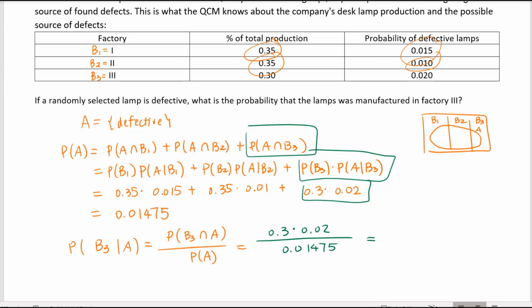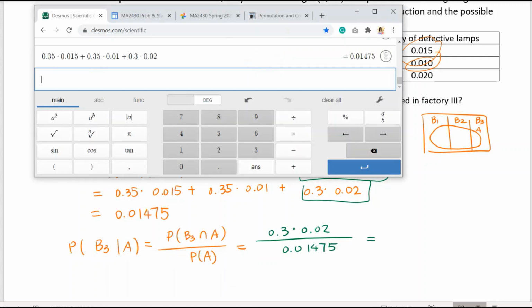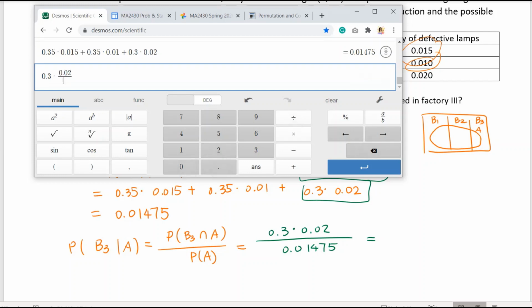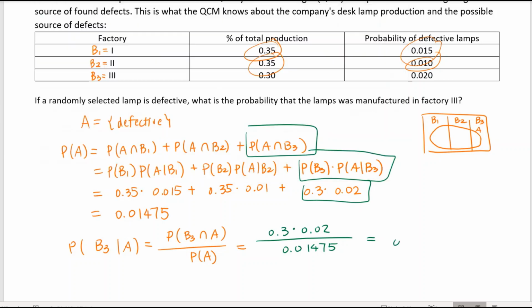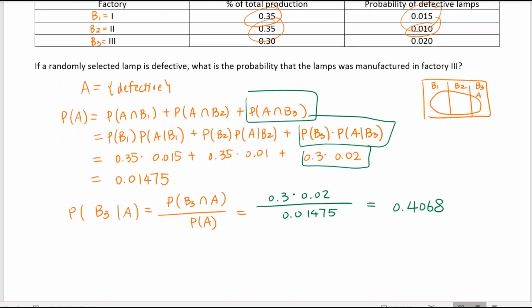0.01475. Okay, now this is 0.3 times 0.02 divided by 0.01475. And the answer is 0.4068. We round up, okay? 0.4068. Okay, so this is the probability.